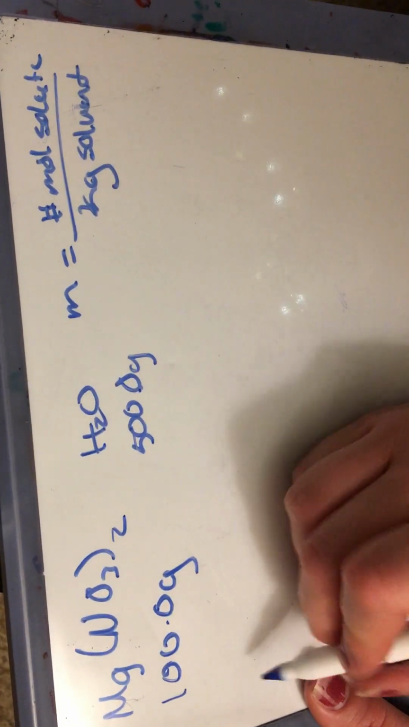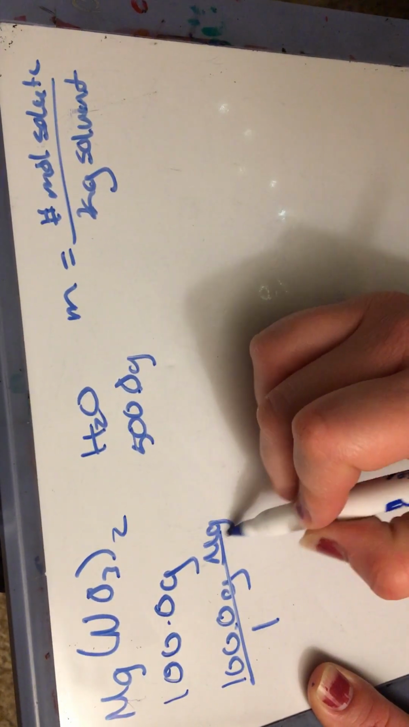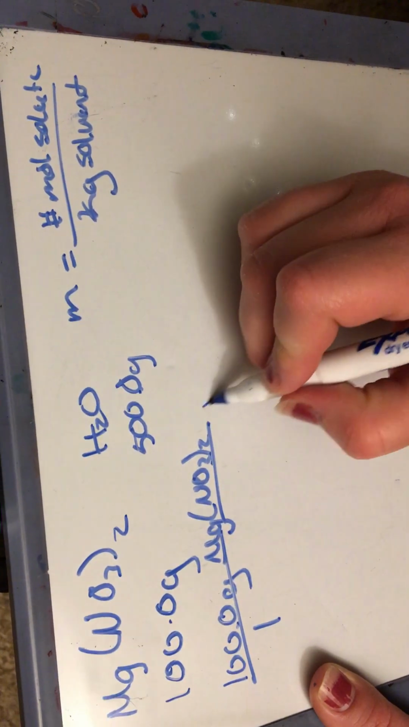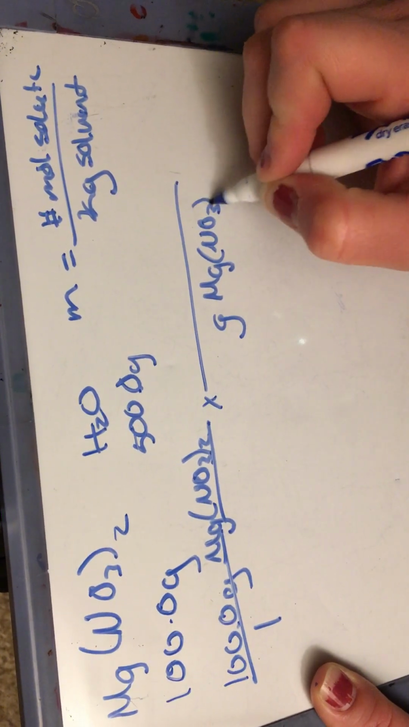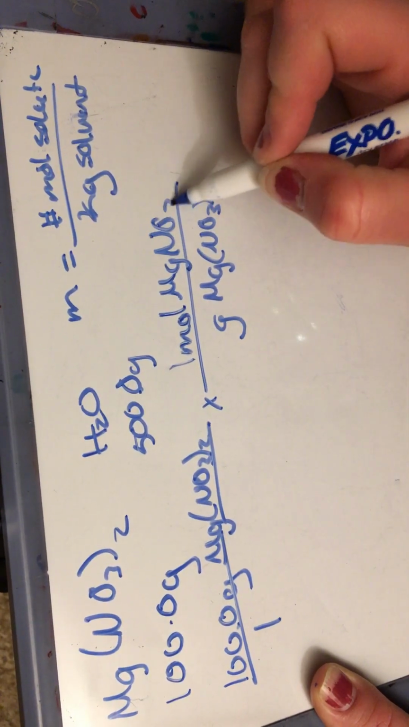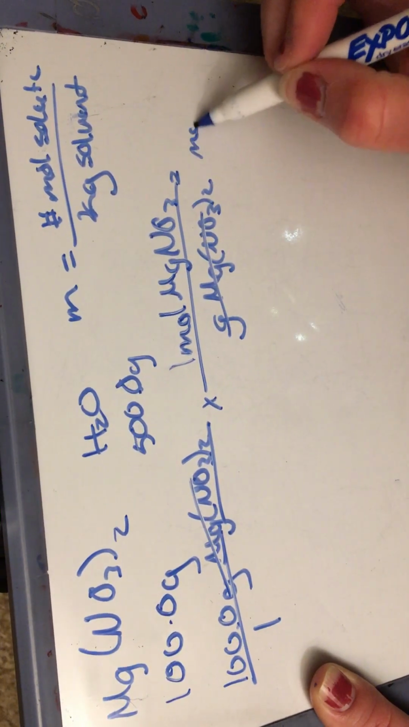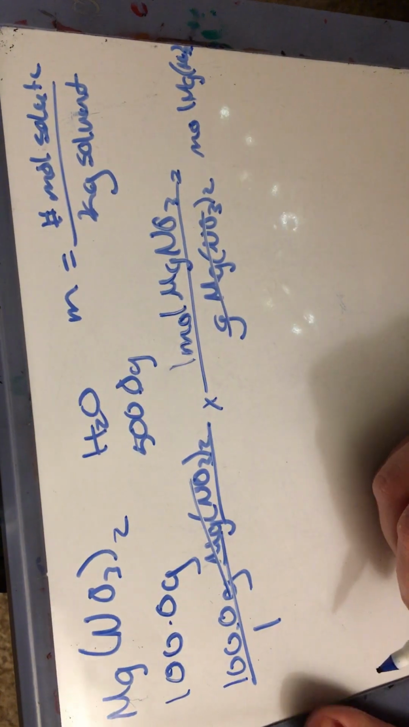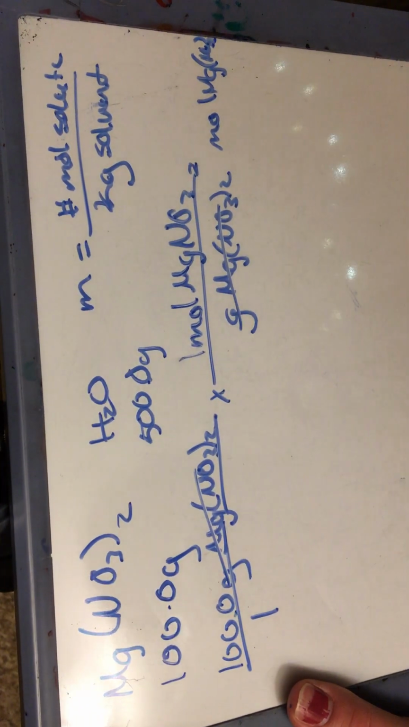So we need to find moles here. Magnesium nitrate. So take your grams of magnesium nitrate to find your moles of magnesium nitrate. These all cancel out. Magnesium nitrate. Okay. I've done this a few times already, so hopefully I just remember.